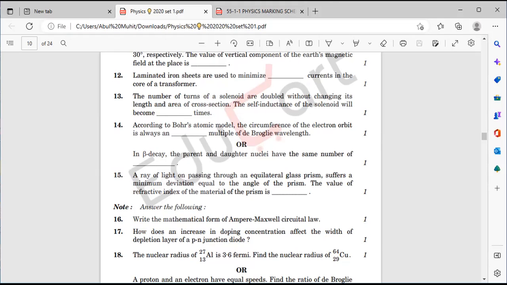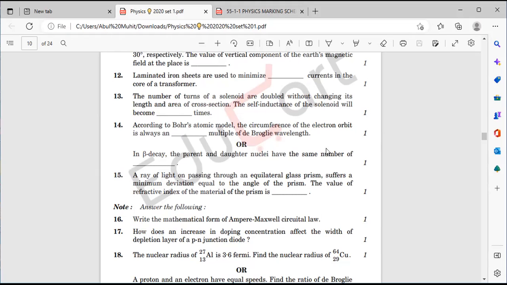So what will happen? Mu is equal to sine of (A plus A, which becomes 2A) by 2, divided by sine A by 2. Okay, so 2 and 2 will go away. Mu is equal to what? Sine A divided by sine A by 2. Can we solve it still? Yes, we can. So the refractive index is sine A over sine A by 2.